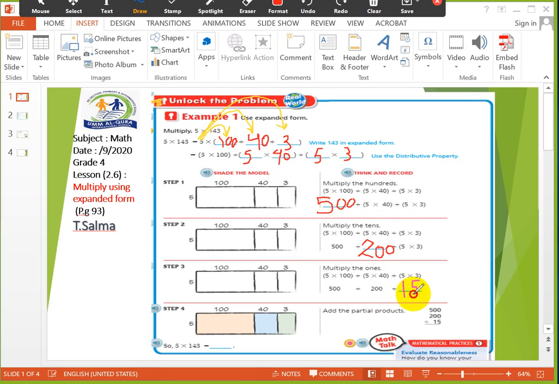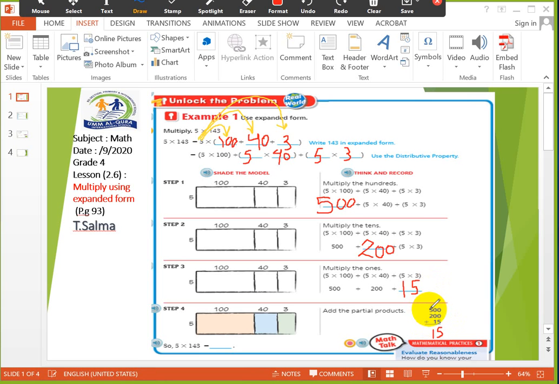This is the third step. Last step, what I have to do, I have to add all answers. So to add all answers, as we learned last year, I have to order the numbers under each other vertically. Okay? Then I will add 0 plus 0 equals 0, plus 5 equals 5. So the first number right here is 5.